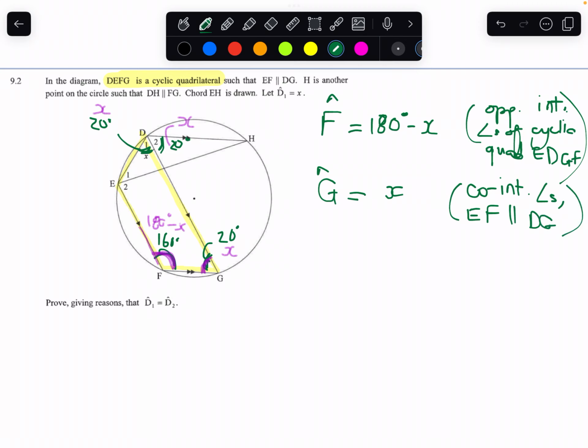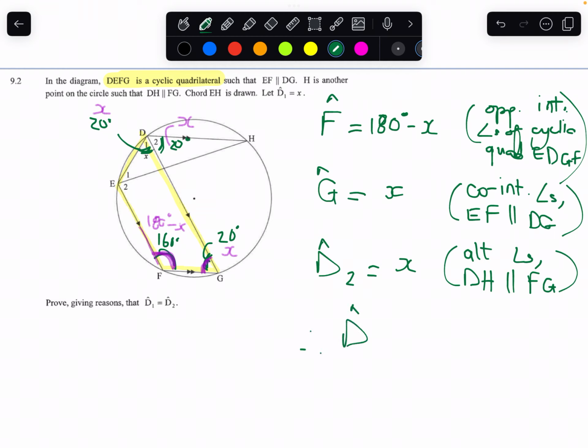Okay, then from there we said D2 is also then equal to X because of alternate angles on the parallel lines DH and FG, right? And so therefore we've shown that D2 is equal to D1 is equal to X.